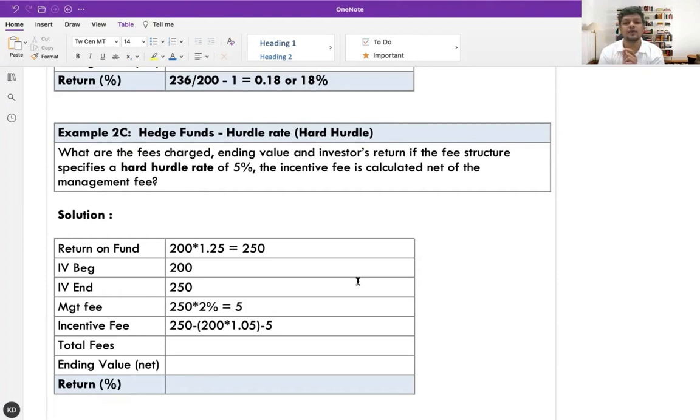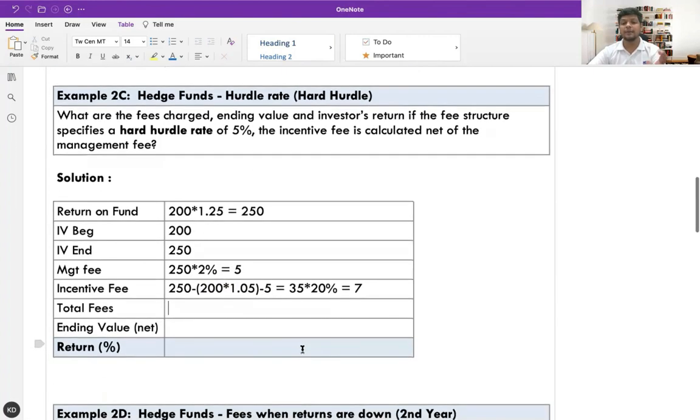Now check it in your calculator. When you do 200 into 1.05, what do you get? It's 210, right? Yes. 210 and add 5 to it. So your value is 215. That minus 250. So your overall value is how much? 35. And 20% of that 35 is going to be your incentive. Make sense? Clear? Because 5% on 200 was to be achieved. Anything beyond that and beyond the management fee qualifies for incentive, isn't it?